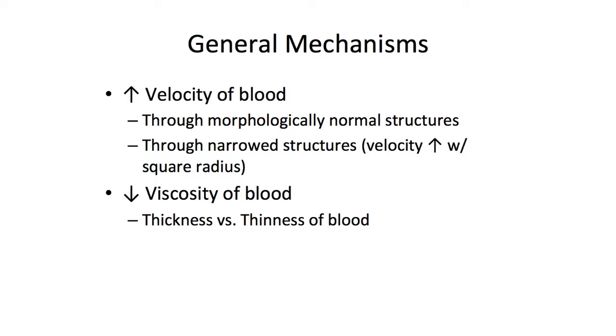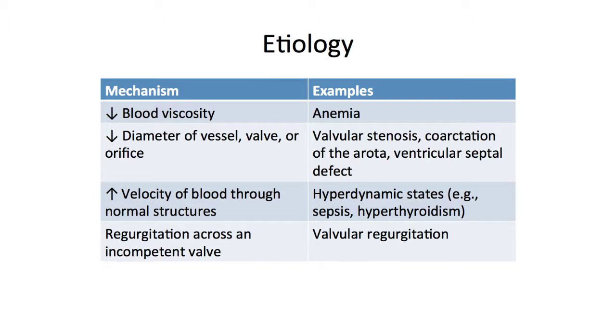So most commonly, these sounds are produced by changes in velocity and viscosity of blood. Increased velocity of blood can occur through morphologically normal structures or through narrowed structures. And viscosity refers to the thickness versus the thinness of blood. Here's a table breaking down the etiology of murmurs as it relates to Reynolds number.